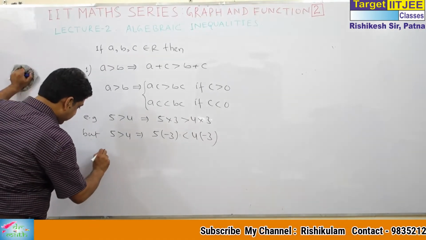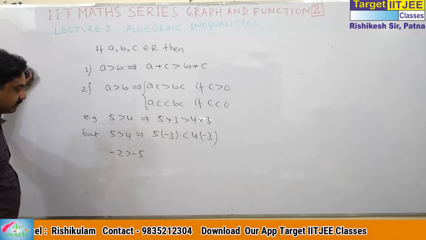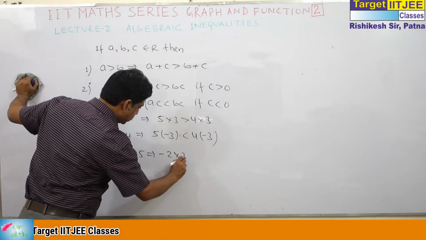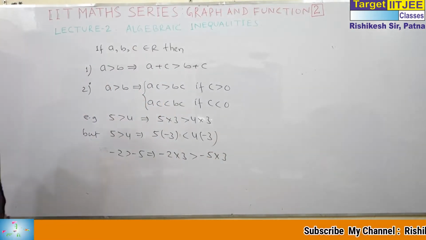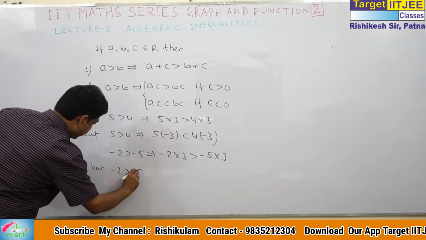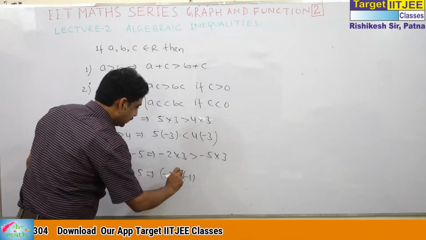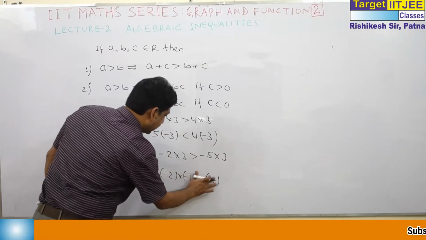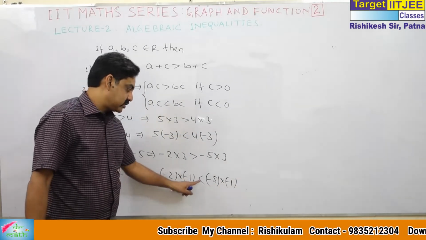For example, if you write minus 2 greater than minus 5 and multiply by 3, then this is valid. The inequality does not get reversed, it stays the same. And when minus 2 greater than minus 5 is multiplied by, say, minus 1, then this will be less. What is this? Minus 5 less than minus 1, because this is plus 2, and plus 2 is less than plus 5.